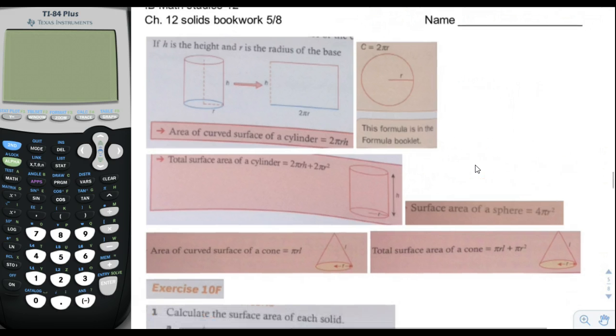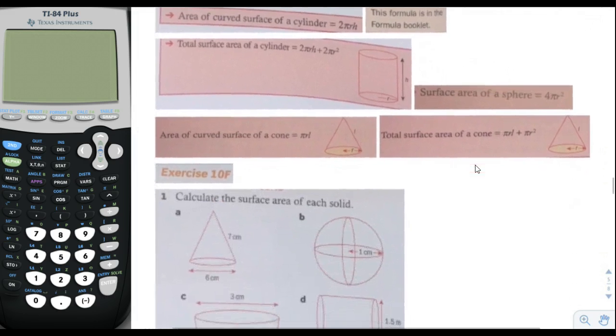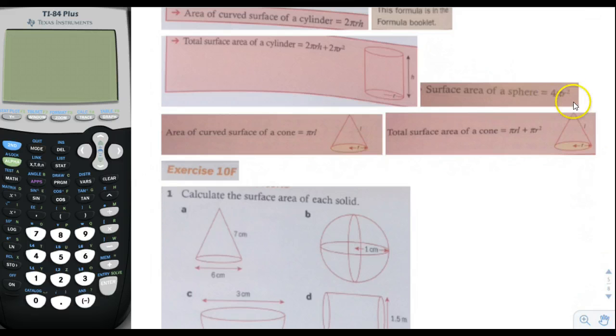Okay? Surface area of a sphere is 4 pi r squared. Okay? Area of the curved surface of a cone is pi r l. Total surface area of a cone is pi r l plus pi r squared, because pi r l is the slanted part, and the base is just pi r squared. Okay.